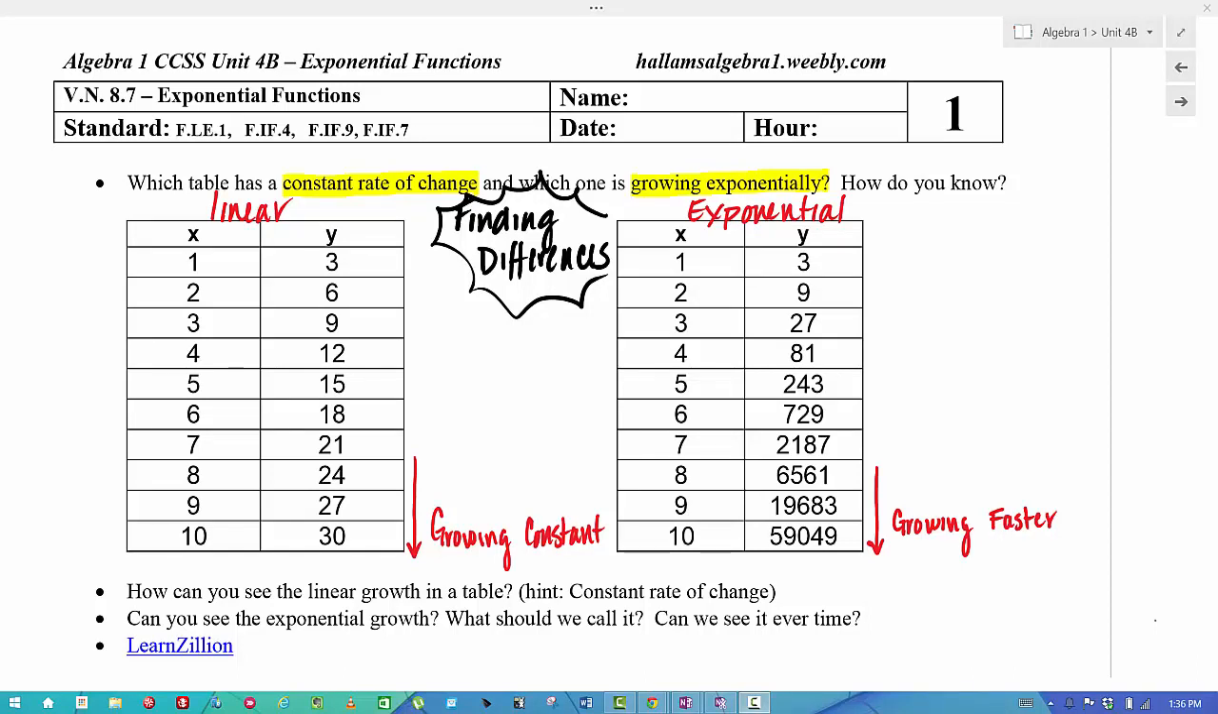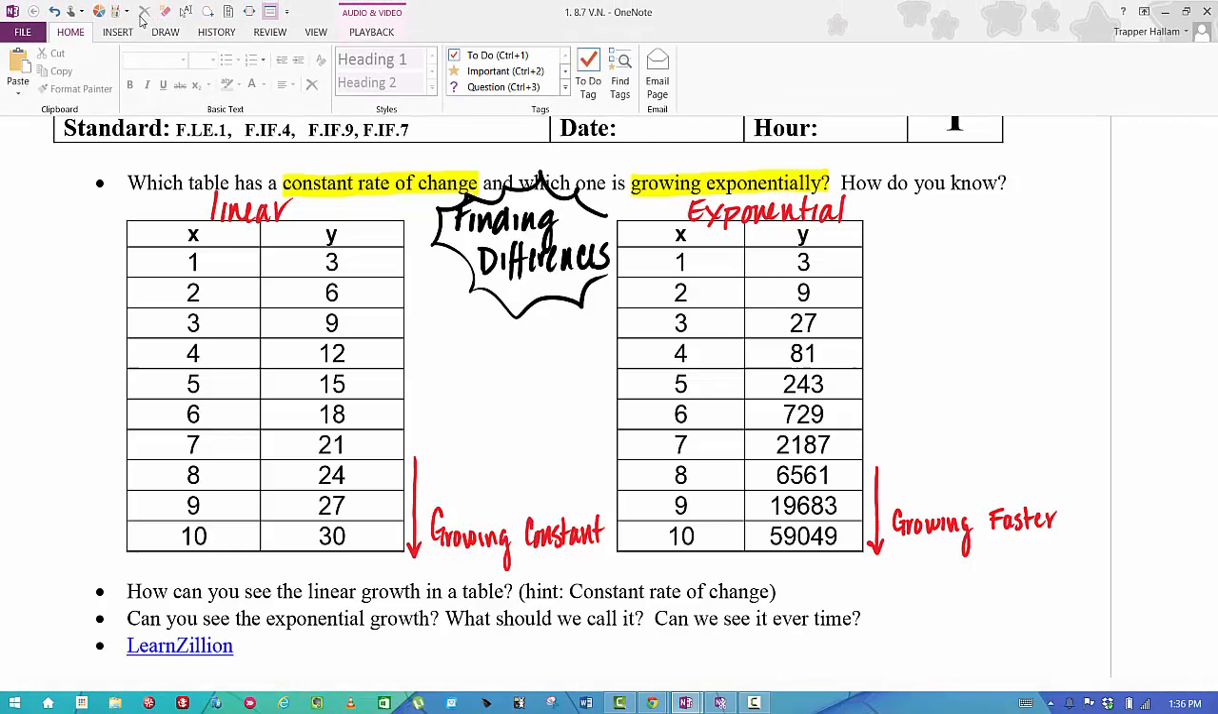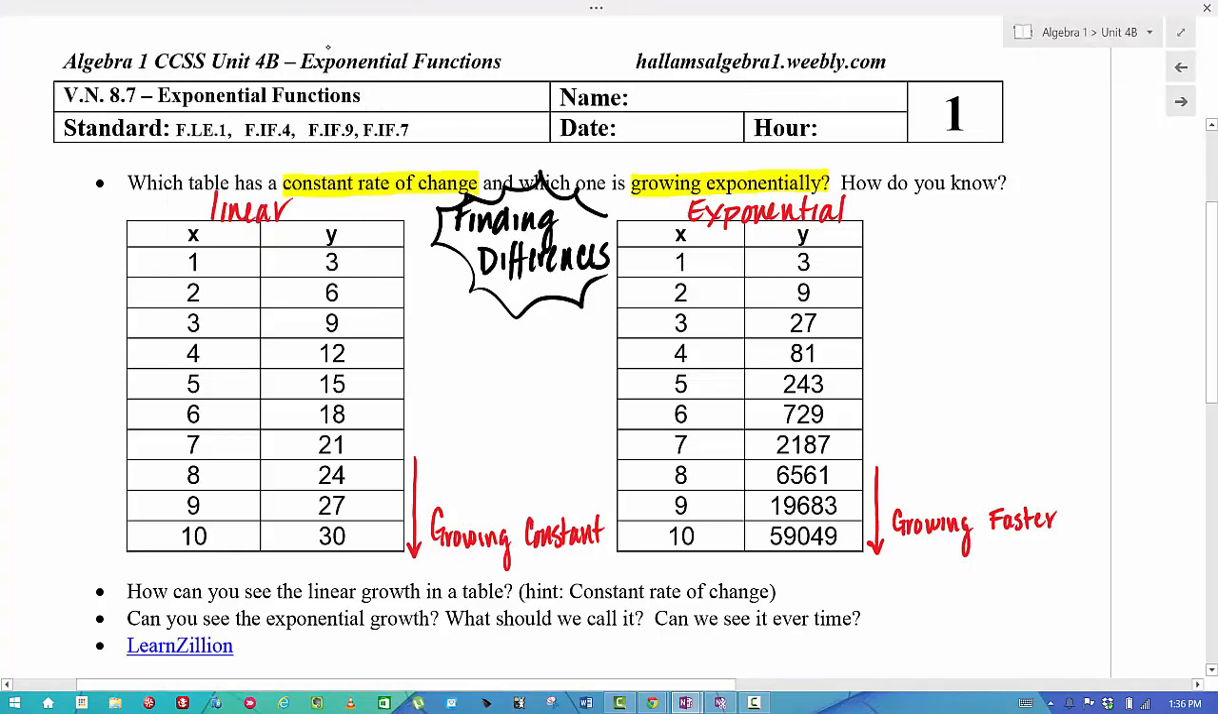Okay, welcome back. What you should have found is the one here on the left, we would say is a linear function. You would know that because it's growing at a constant rate. How do you know that? Well, if you look down the list, 3 to 6, 6 to 9, 9 to 12, 12 to 15, 15 to 18, it seems to be growing by the same amount each time, which is 3.